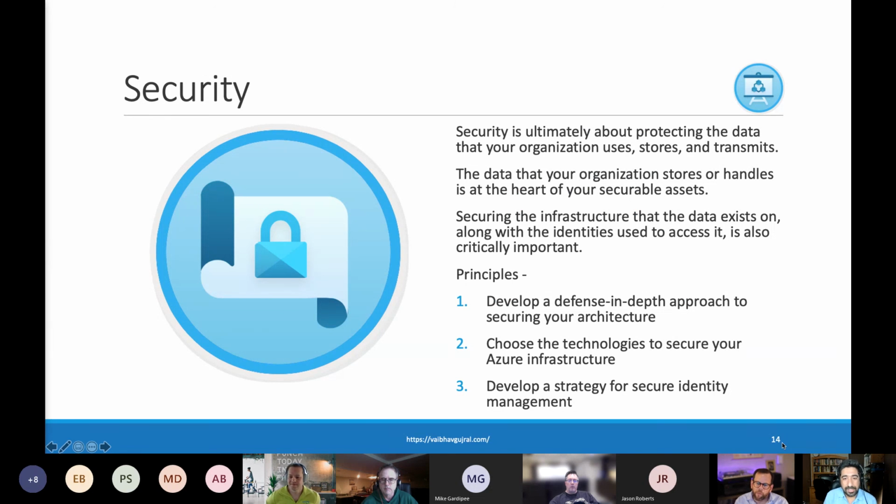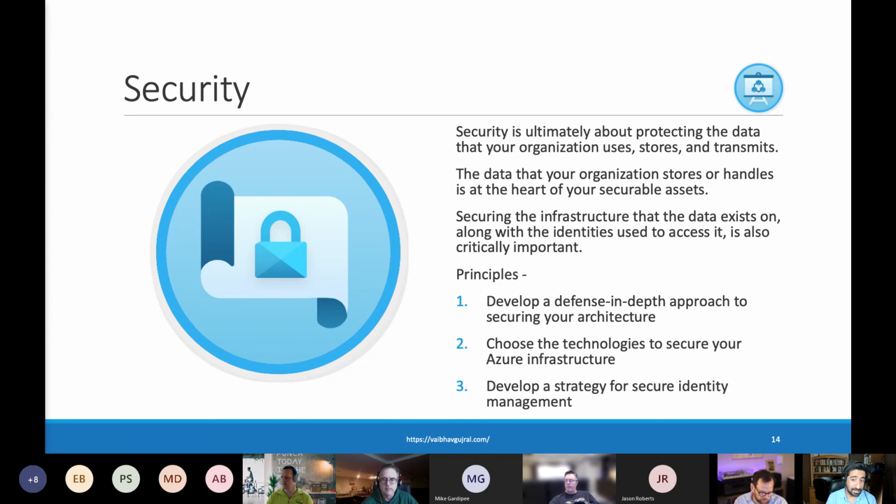All right, security. So as I was saying, security is a no brainer. It's all about protecting the data that your organization is using, storing, and transmitting. The data that your organization stores or handles is at the heart of your securable assets. Now the data exists on some kind of infrastructure, which also needs to be secured along with the identities that are used to access that data. It is highly important to have your complete security posture tied so that your data is safe and secure when it's sitting out there in Azure.